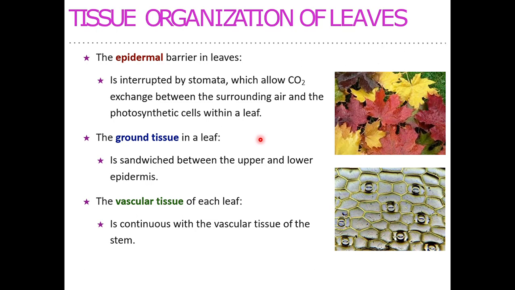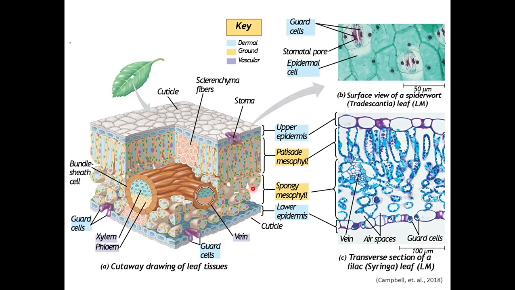The ground tissue in a leaf is sandwiched between the upper and lower epidermis, and the vascular tissue of each leaf is continuous with the vascular tissue of the stem of the plant. Here we can see in the figure the structure of the leaf. The outside layer is called the cuticle, where the stomata can be found, the stoma.